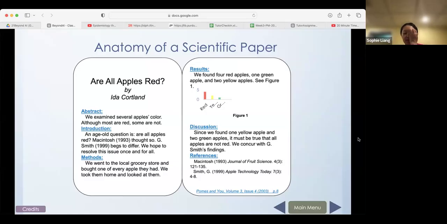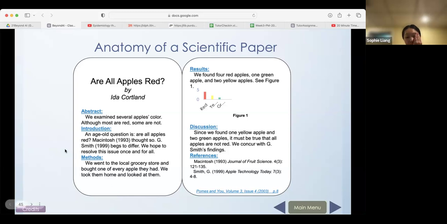And then we have a result section. So they found, after they completed what they said they would do in the method section, 4 red apples, 1 green apple, and 2 yellow apples. And then they made this little bar graph to showcase the results, so it's easier to look at and easier to understand. And then it says figure 1, because you should label your graphs so that if you have multiple graphs, you know which one you're referring to based on the name. So the name could be like figure 1.